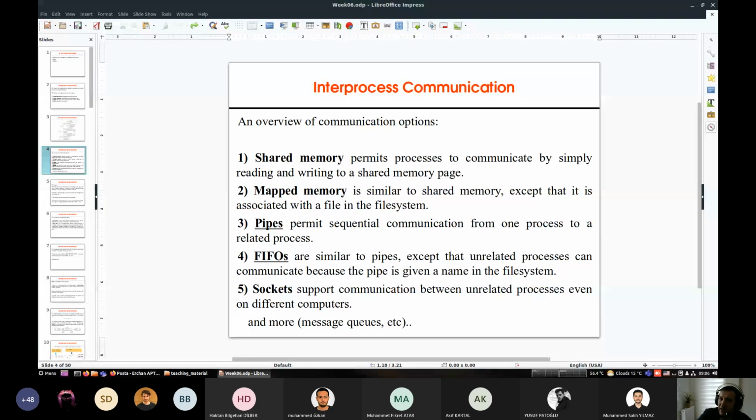From one process to a related process. Pipes can only be set up between processes that are related.